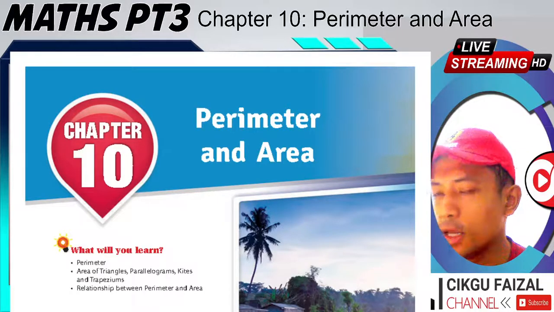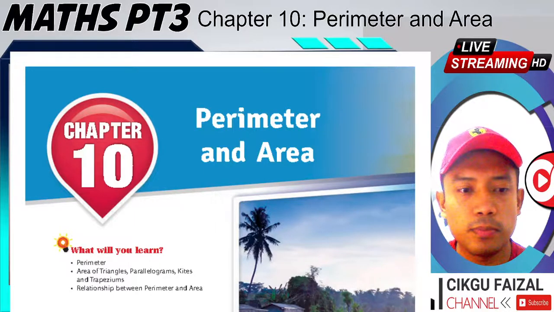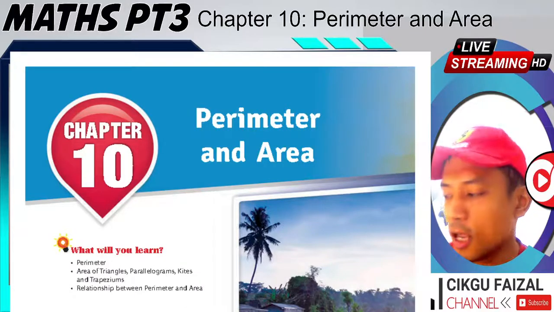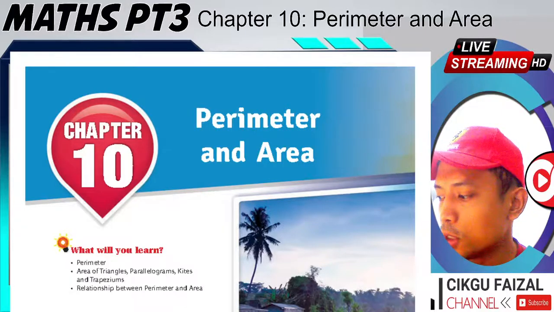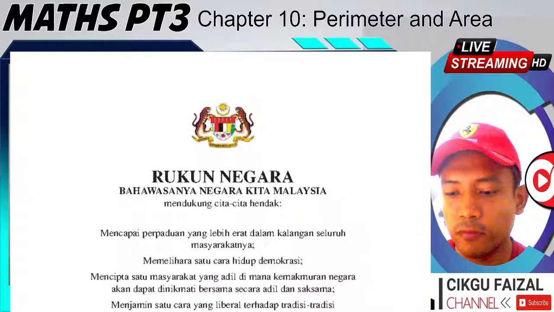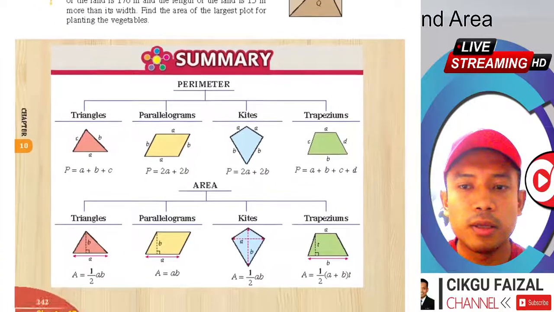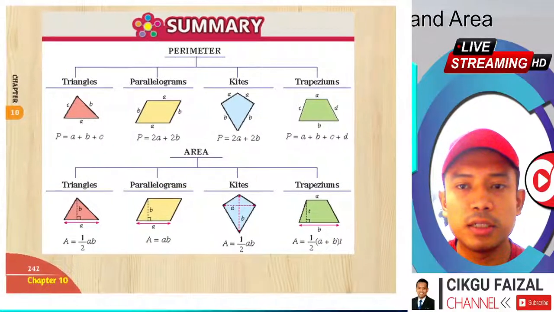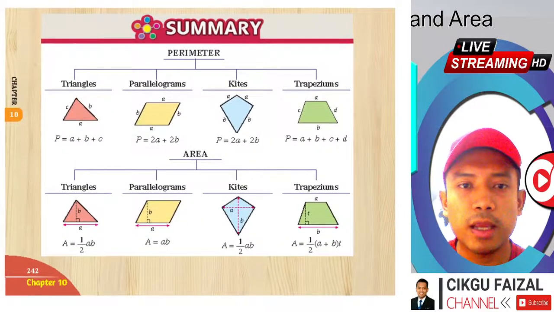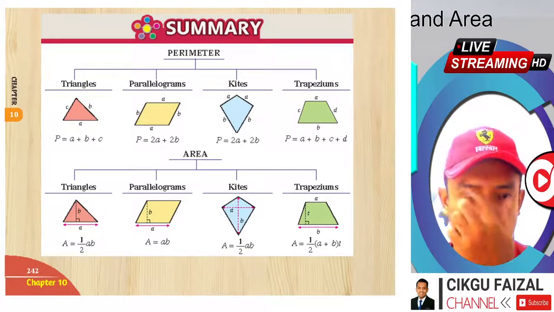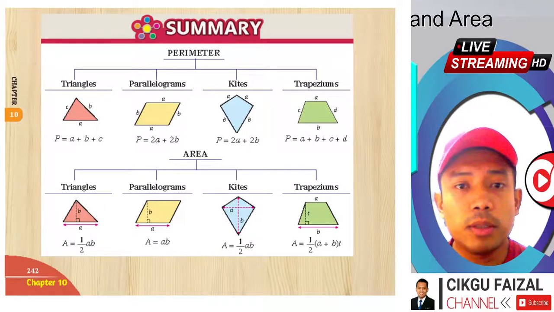Okay, so let's look at the page. If you have the secondary school textbook, you can turn to page 252. So this is the summary for the formulas in this chapter. Okay, let's look at the formula for perimeter. Perimeter in this chapter will cover 4 shapes.